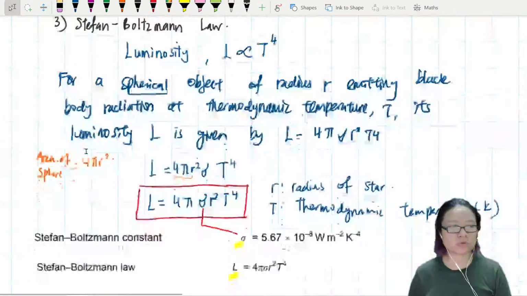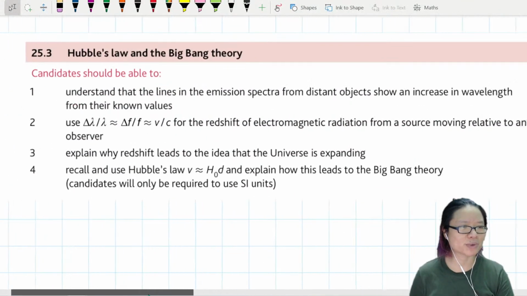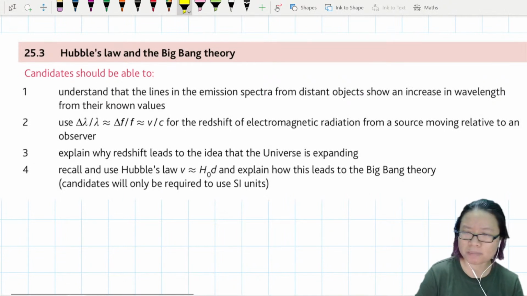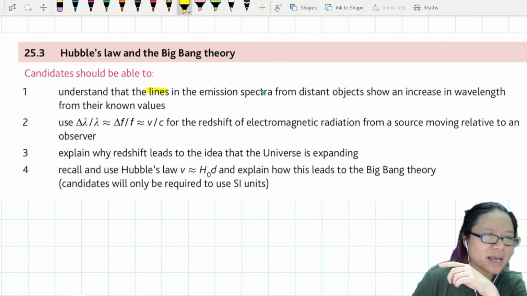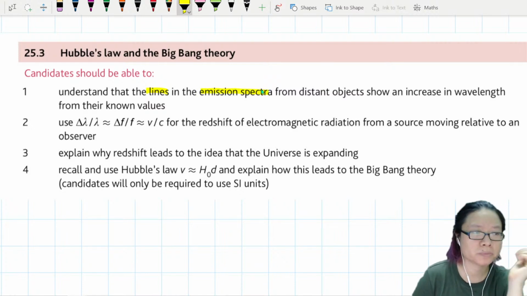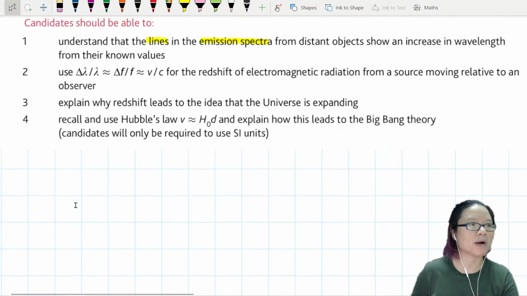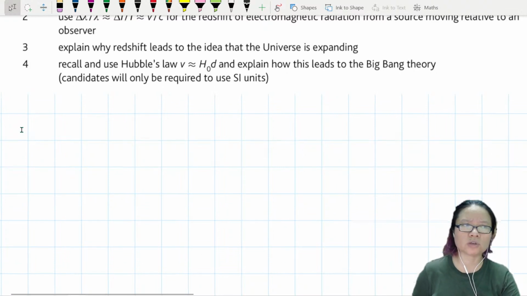All right, we're going to move on to the last part, which is Big Bang Theory. Fun, fun, fun. For this one, we need to review certain things that we may or may not remember from our previous chapters, starting with the line emission spectra. And then we need to talk about the Doppler effect. Let me roughly remind you what the line emission spectra is, something you studied not too long ago in quantum physics.